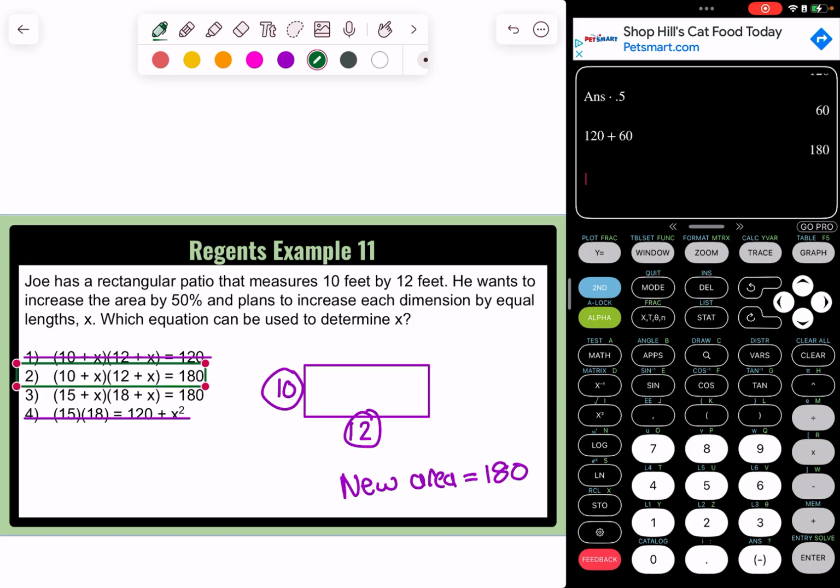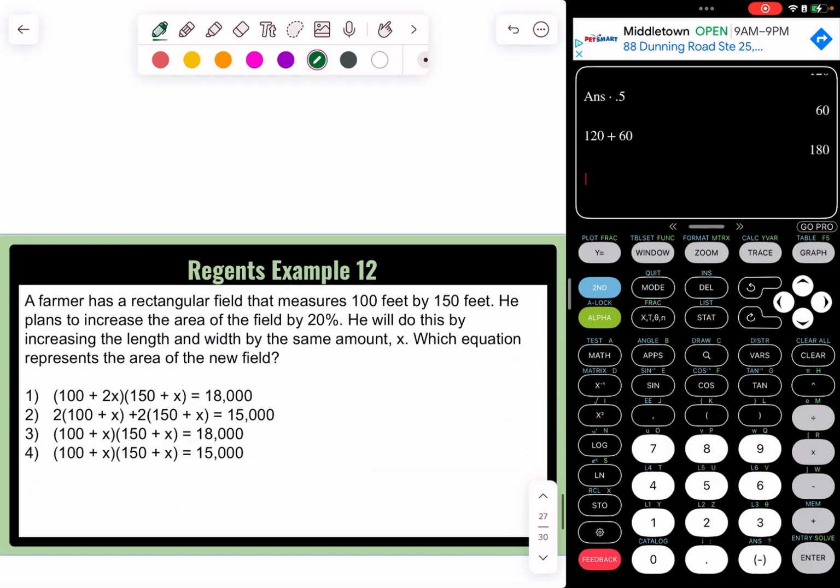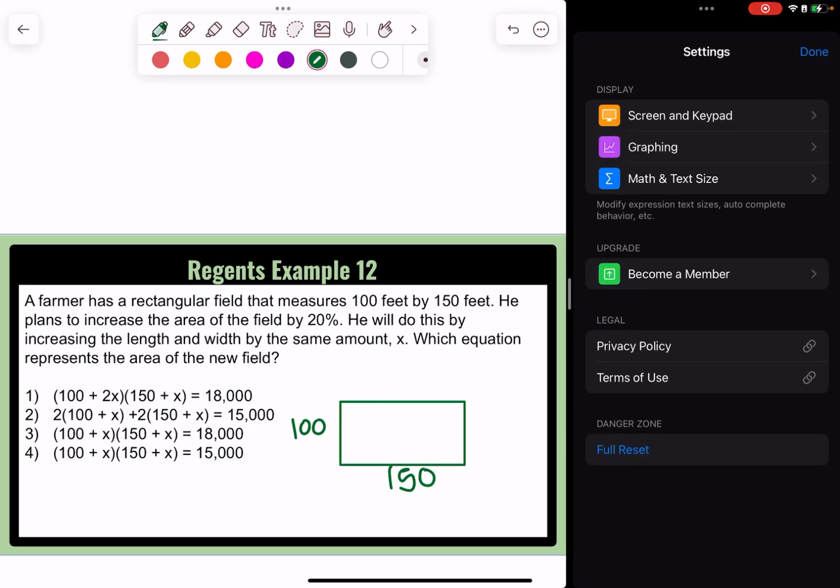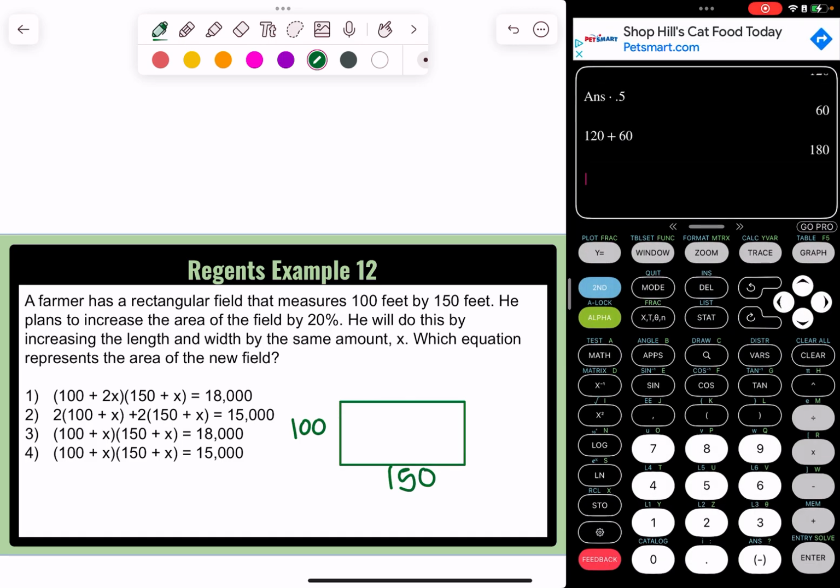Very similar question for the next one. So as you go to the next question, I want you to pause the video and try the next question. A farmer has a rectangle field that is 100 feet by 150. So right now it's 100 by 150. And he wants to add equal lengths x. Okay? So that would be 100 plus x and 150 plus x, which is answer choice 3 or 4. He doesn't want it to stay what it is right now. 100 times 150 is 15,000. He wants it to be increased by 20%, so we need a number bigger than 15,000, which is answer choice 3.